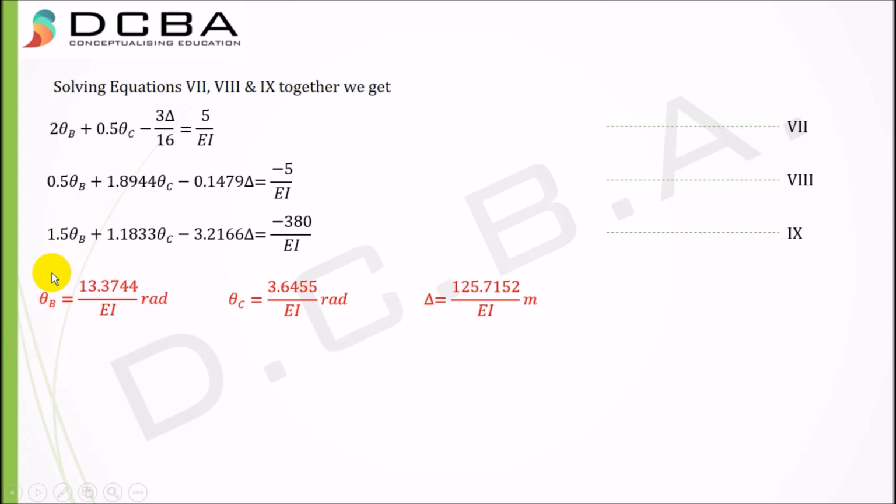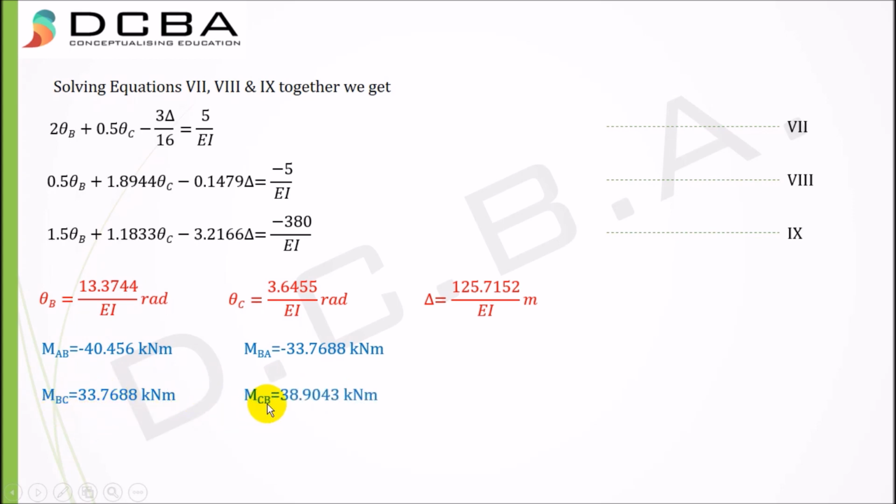Alright, now we just have to substitute these values in our slope deflection equations to find the final moments. And after we substitute, we get MAB as minus 40.456, MBA minus 33.7688, MBC plus 33.7688, MCB 38.9043, MCD minus 38.9043, and MDC minus 40.5346. So this is anti-clockwise, clockwise, clockwise, anti-clockwise, and anti-clockwise. We got all these values by substituting theta b, theta c, and delta in the slope deflection equation.